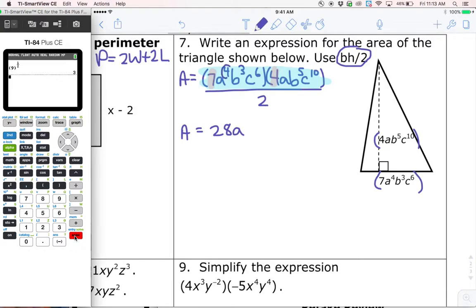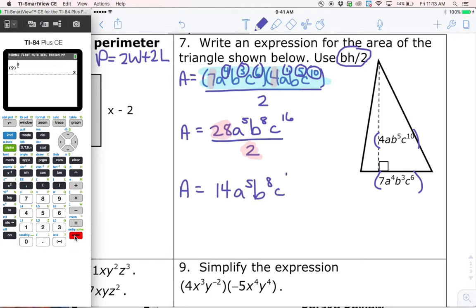Remember, we add our exponents in a situation like this. So 4 plus 1 is 5. Now we're looking at b's. We get to add 3 plus 5 and get 8. And finally, our c's, we get to add 6 plus 10 and get 16. Don't forget, this is still all over 2. Now, 2 is a constant. It's a regular number. So we divide it only with the 28 up top, not with the exponents. So my final answer here is just going to be 14, A5, B8, C16.